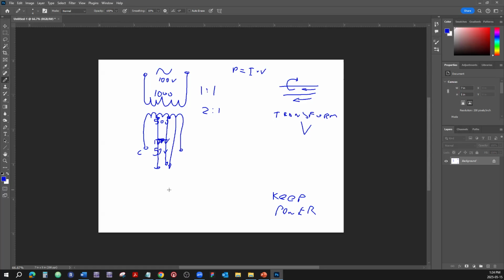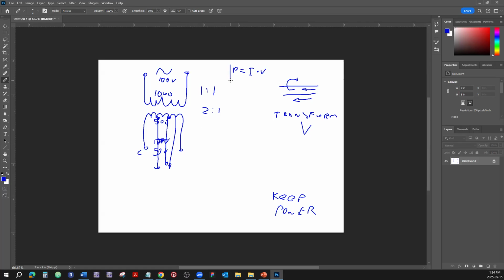And the transformers are so efficient. There are different ways of assembling them with the metal core to help the magnetic field flow even better. I'm not going to get into that, but they're so efficient, in the range of 98%, close to 99%. So we can consider that, for our purposes, pretty much almost 100% efficient. Wonderful devices. So the transformers keep the power.